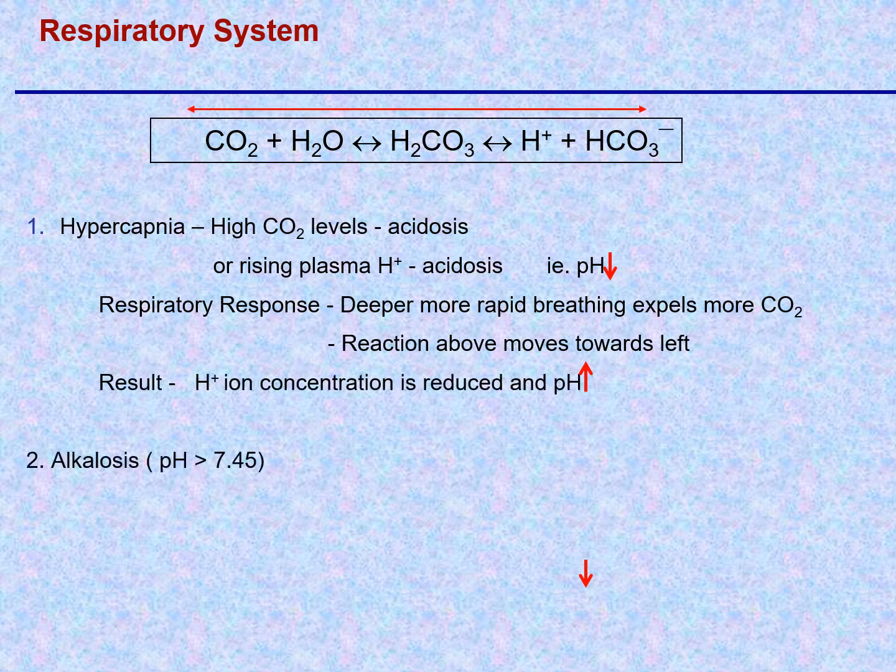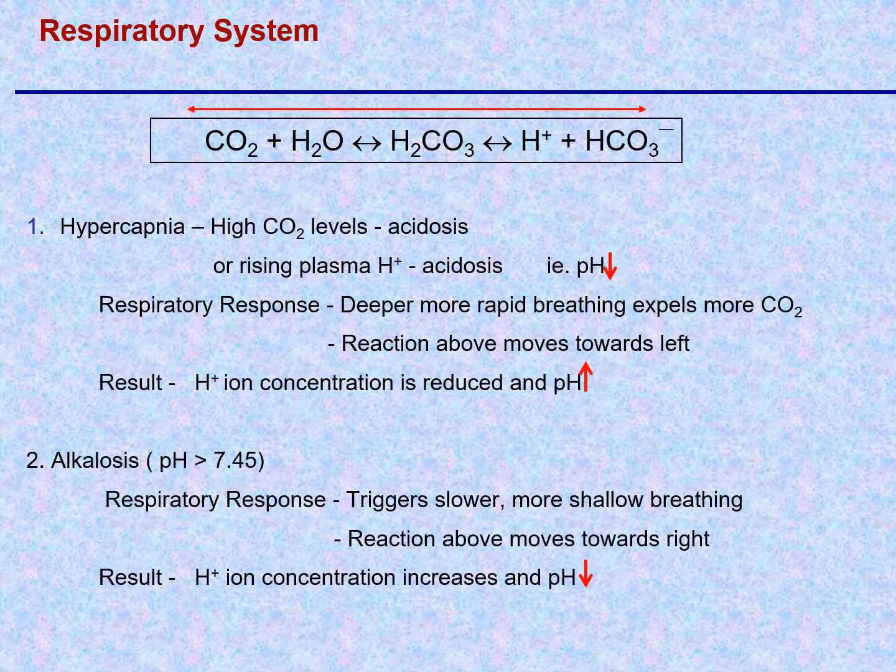Again, I remind you the reaction can move in either direction. If you have acidosis, that means there's a high CO2 level and you have hypercapnia. Hypercapnia refers to high CO2 levels and results in acidosis, a rise in the hydrogen ion concentration. In other words, the pH goes down.